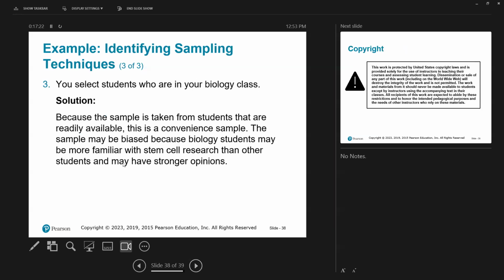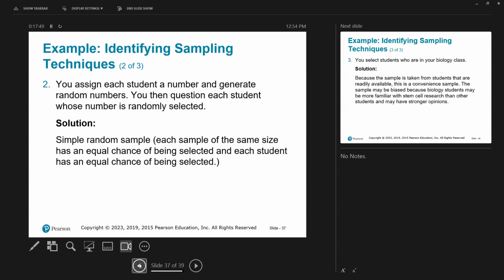Third example here is you select the students who are in your biology class. So this is a sample taken from the students that are very readily available to you. And this is called convenience sample. The sample may be biased because biology students may be more familiar with stem cell research than the other students, and they might have stronger opinions. So this will be a biased, convenience sampling.